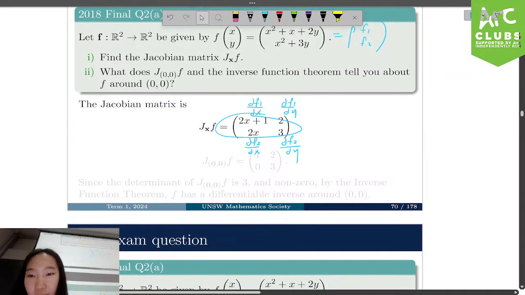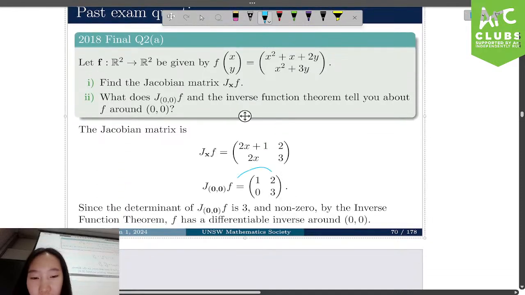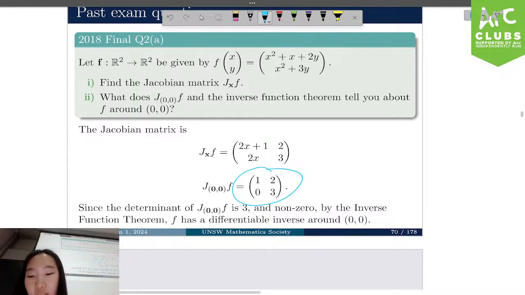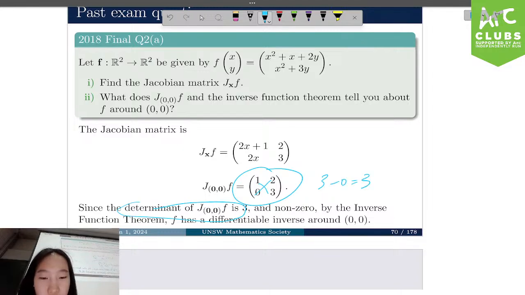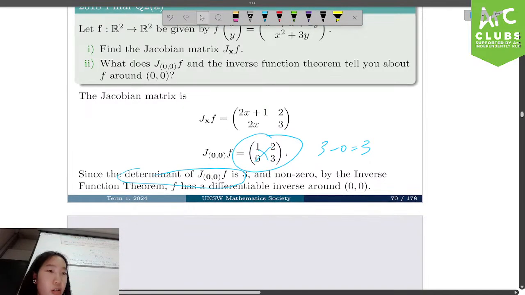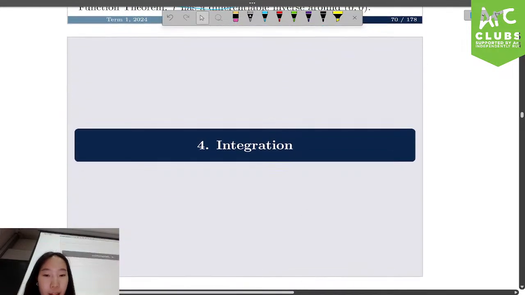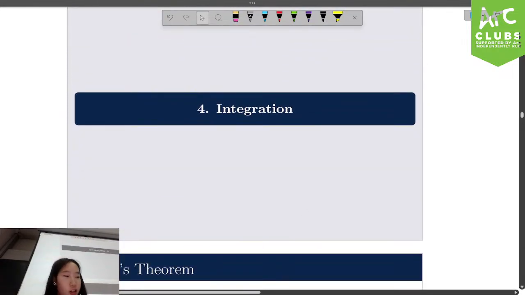Okay, so the second part is at the origin. We plug in the value (0, 0) and get the following. It's very easy to get the determinant of the Jacobian matrix, basically 3 take over 0, that would just be 3. So it's non-zero, and by the inverse function theorem, f has a differentiable inverse around (0, 0). Cool. And then we'll go to the integration part.